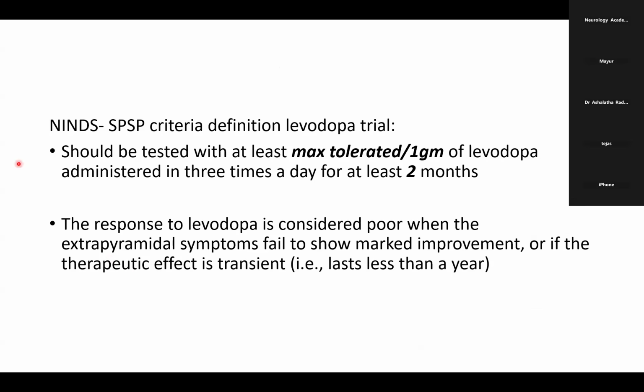The NINDS-SPSP, Society for PSP criteria definition of a levodopa trial says that it should be tested with at least the maximum tolerated dose or at least 1 gram of levodopa, administered 2 to 3 times per day for at least 2 months duration. The response to levodopa is considered poor when the extrapyramidal symptoms fail to show marked improvement or if the therapeutic effect is transient, that is, lasts less than 1 year.